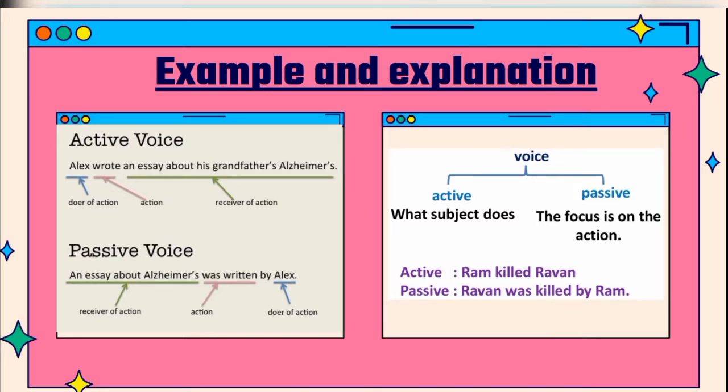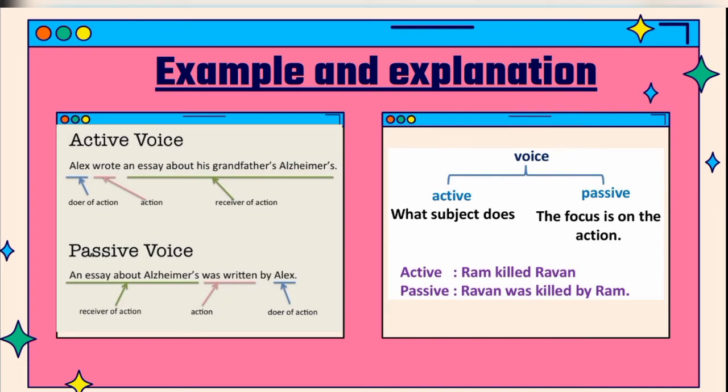So I will explain to you about passive voice. So example about active voice first. Alex wrote an essay about his grandfather's Alzheimer's. So Alex is called the doer of action or subject, wrote is called the action or verb, and after that is called the receiver of action or object. But passive voice, it's different.